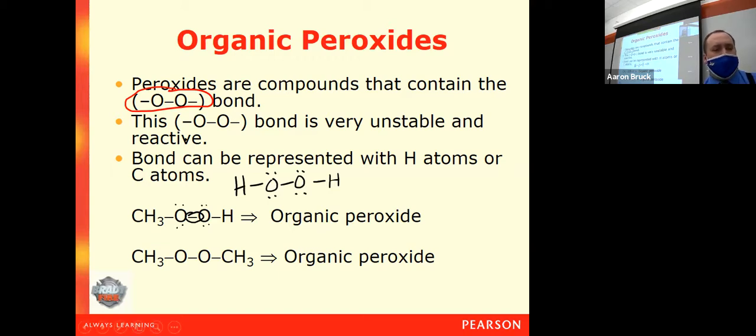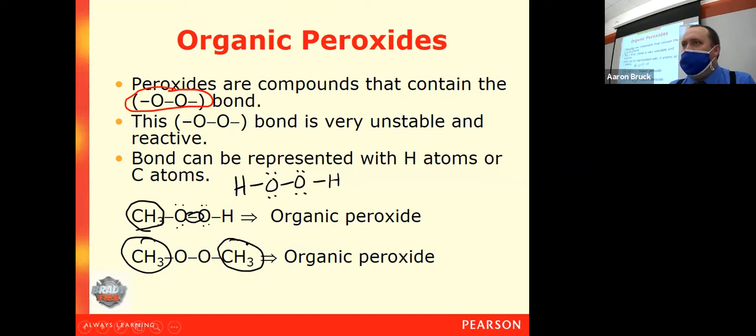But in order to be an organic peroxide, I need to have a carbon-containing group on one or both sides of that oxygen to oxygen linkage. That is what distinguishes an organic peroxide from another peroxide.